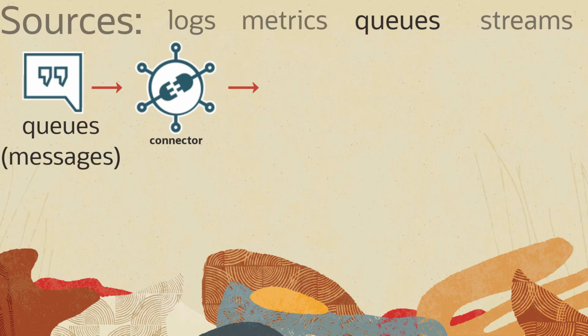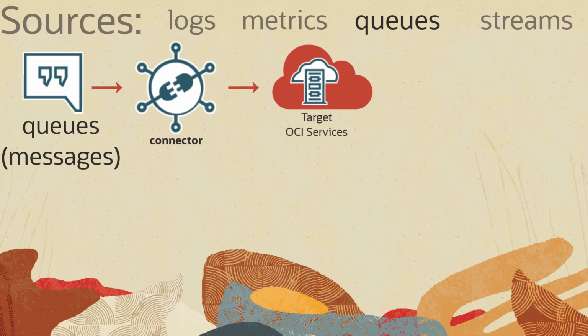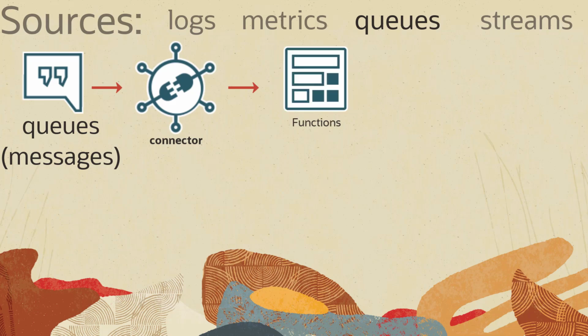The third source is queues from OCI queue. You can move queue messages to other OCI services. For example, you can trigger functions that run code to process messages in queues.